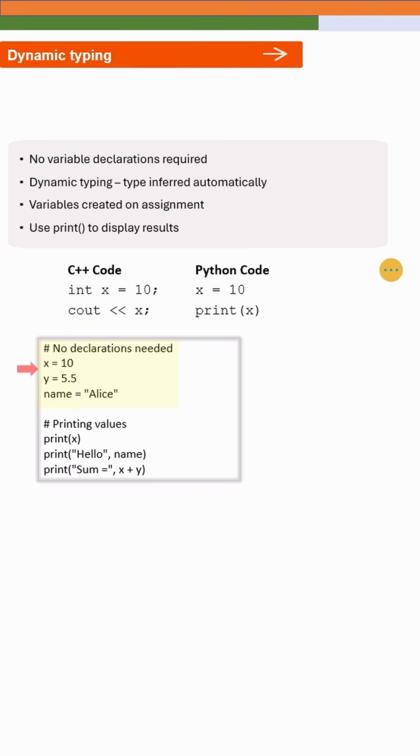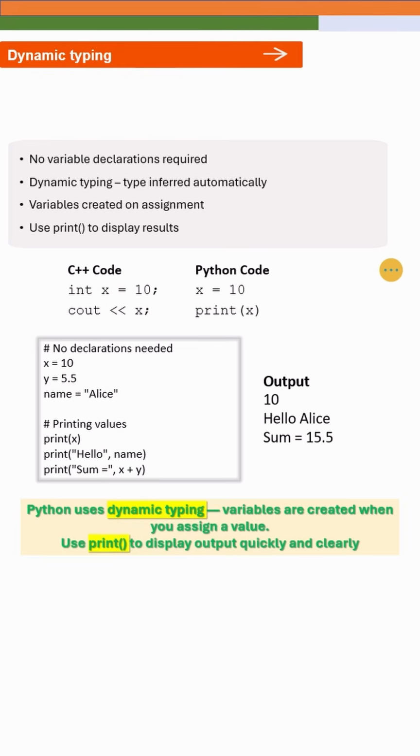Once the variables are created, you can easily display them using the print function, for example print(x), and these functions as shown on the screen. So the print function sends output to the screen. It can show text, numbers, or even expressions all at once.